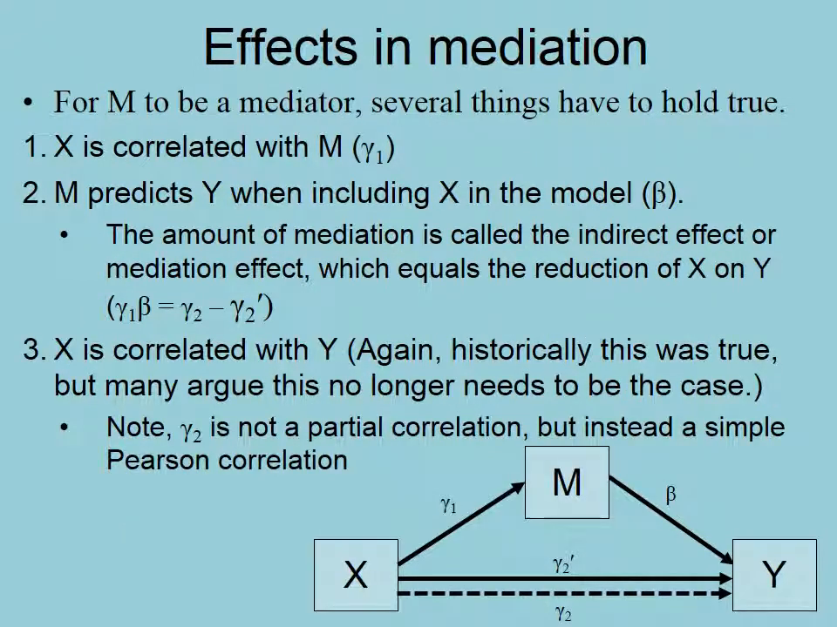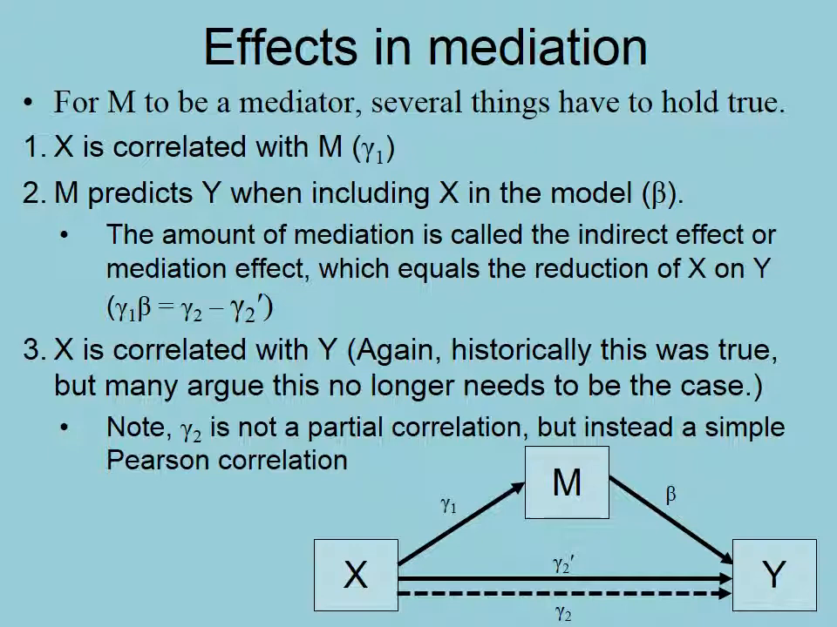When testing for a mediation effect, several things have to hold. The first is that x has to be related to m. That gamma 1 has to be significant, and for most practical purposes it should be large, typically greater than 0.3. Next, m has to predict y when including x in the model. In other words, that's your beta. So the effect of m on y should be significant and large when controlling for x.